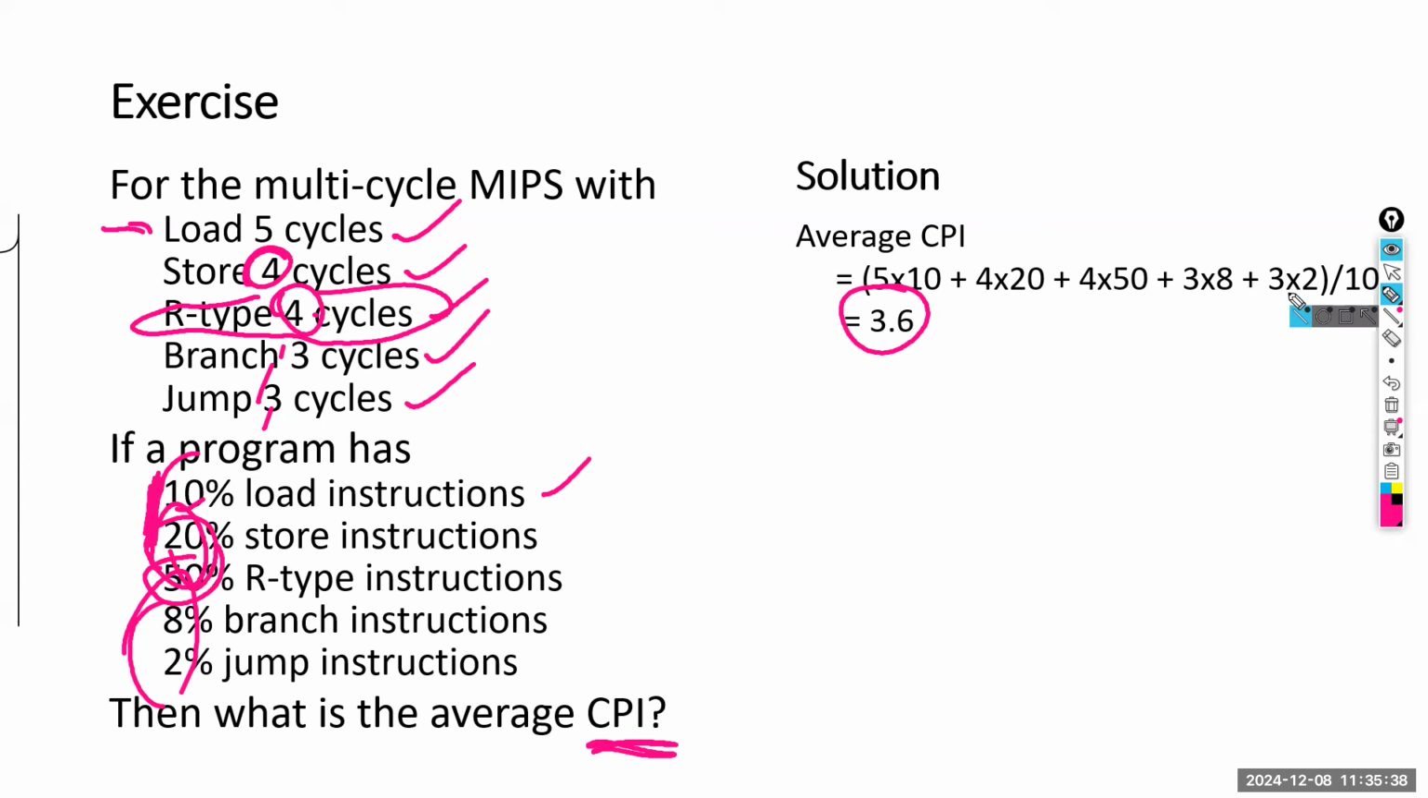Anyway, just double check the answer again. I don't know, maybe I made a mistake in the multiplication. But anyway, I got it as 3.6. So that is the CPI, on average cycles per instruction. How many clock cycles it takes for one instruction.